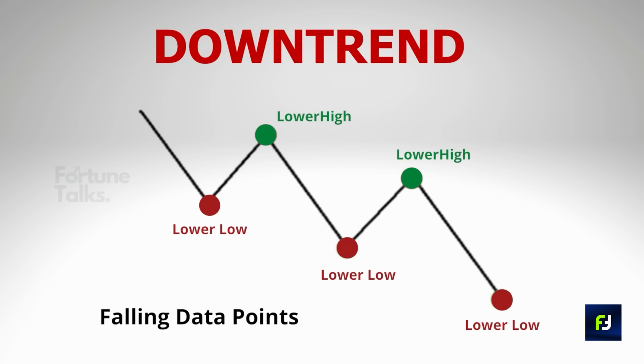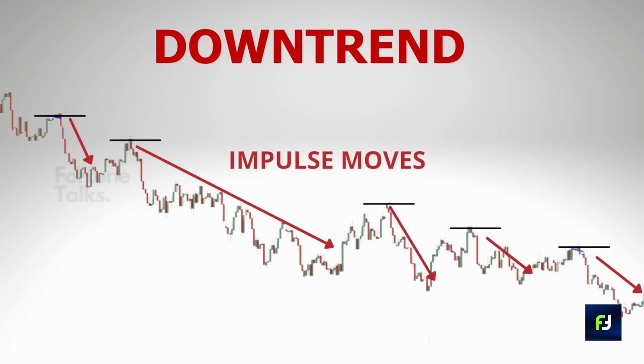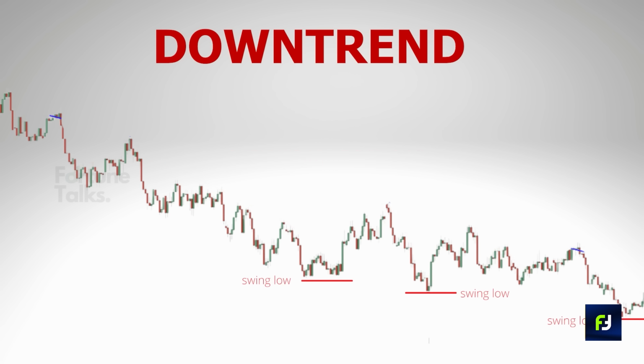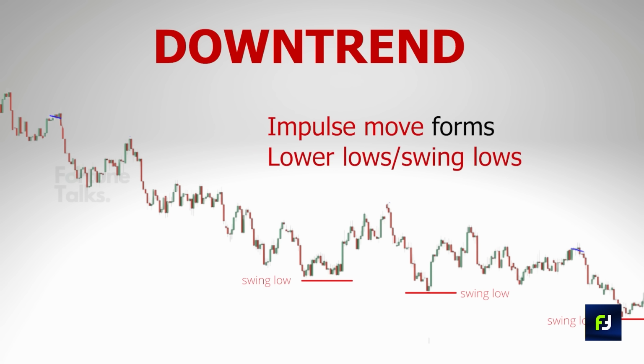Coming to downtrends, by definition, these are marked by falling data points, such as lower swing lows and lower swing highs. In a downtrend, the price moves down in such a way that the swings also move down, making a recognizable pattern. So during a downtrend, the impulse move is strong in the downward direction with a series of strong bearish candlesticks which form a lower price than the previously formed low.